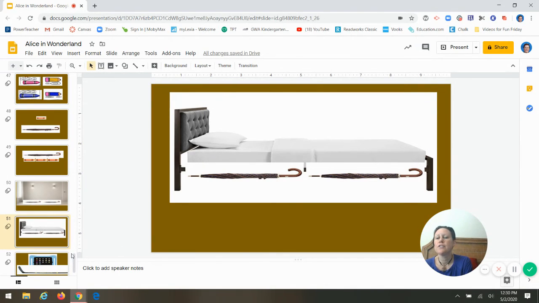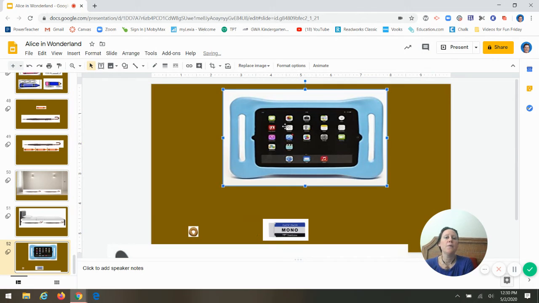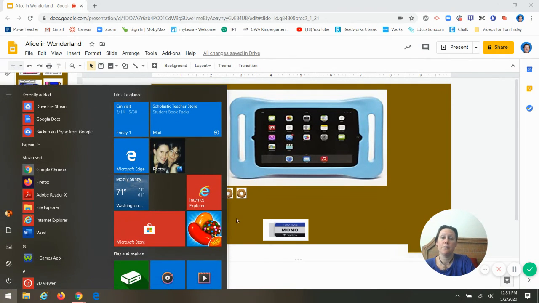Okay, let's do one more. Say you want to measure your tablet. Okay, what's a smart choice? Measuring with Cheerios? Let's see. 1 Cheerio, 2 Cheerios. That's going to take a while, huh? Okay, I don't really know if I want to use Cheerios to measure a tablet.